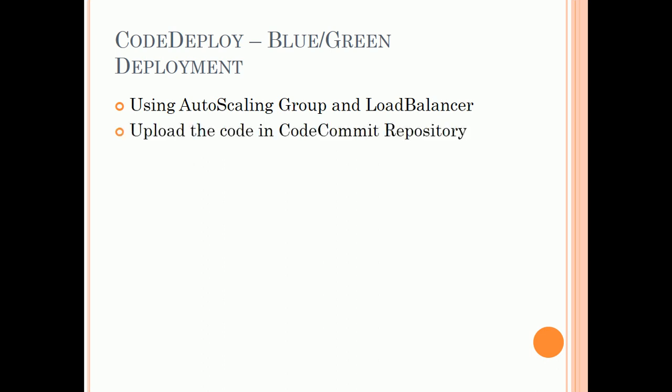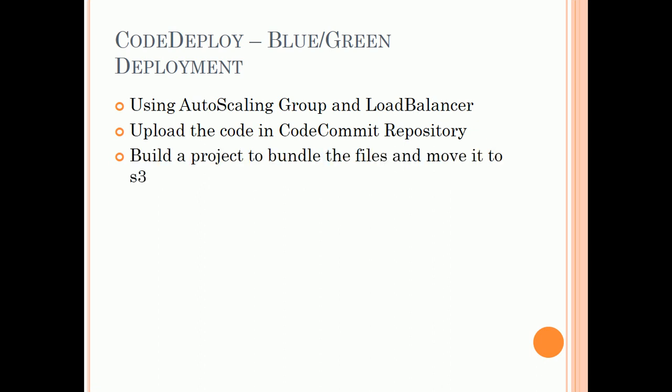After that, we will upload the code in our code commit repository, and then we'll build a project which will bundle all the files from the code commit repository and move them to the S3 bucket. And then we will develop a deployment project which will fetch the files from the S3 bucket and will deploy an application in our autoscaling group.